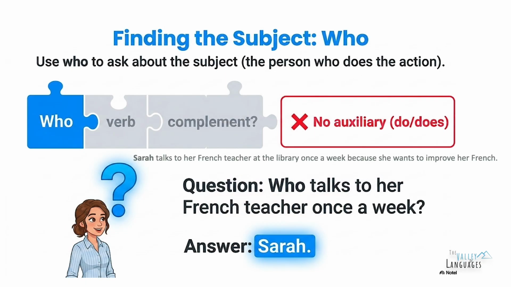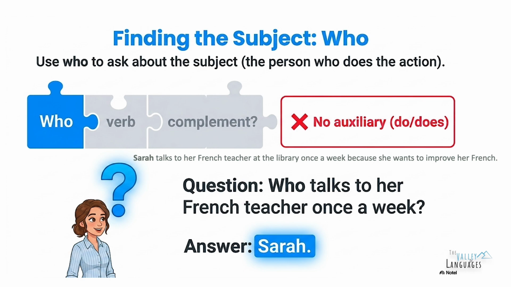Who and whom, identifying subjects and objects. We really need to figure out who exactly is doing what. Let's start by finding the subject, the person who is actually performing the action. To find them, we use the word who. So we have who, then our verb, and then the rest of the sentence. But hey, notice our first massive checkpoint right here. There is absolutely zero auxiliary verb used. No do, no does.